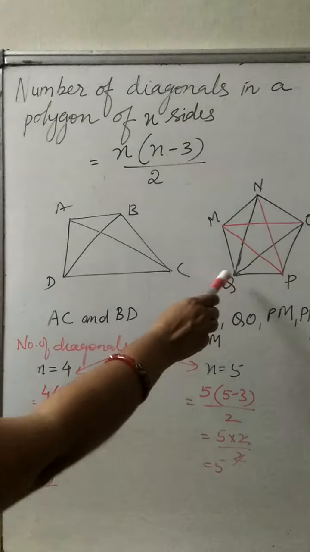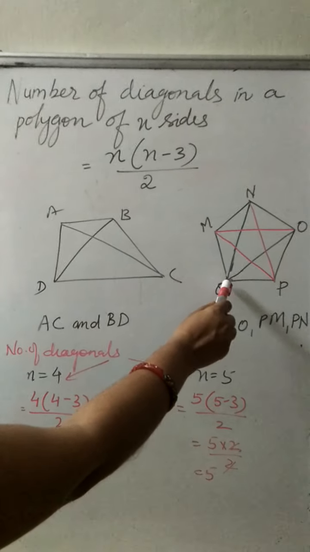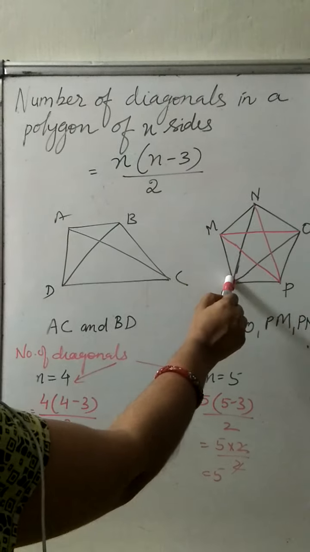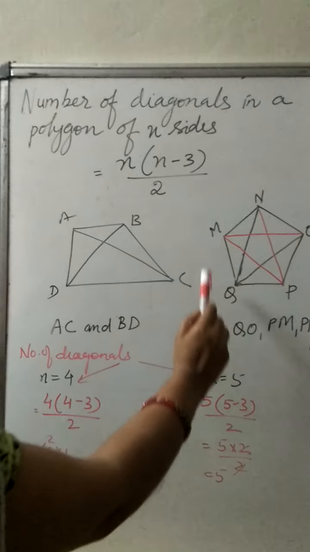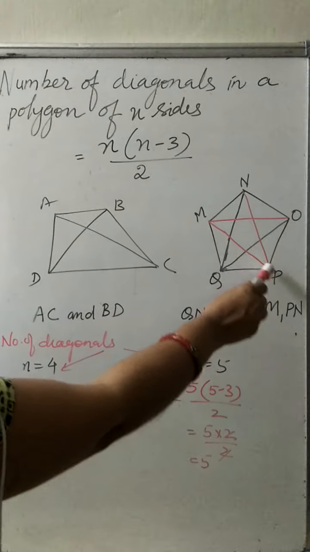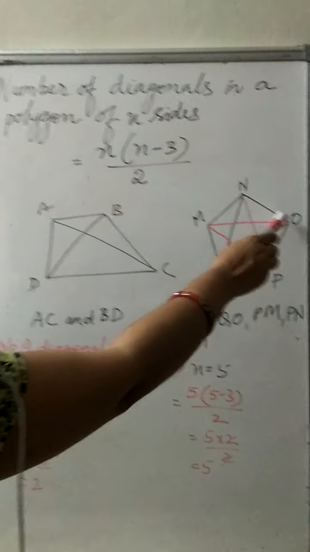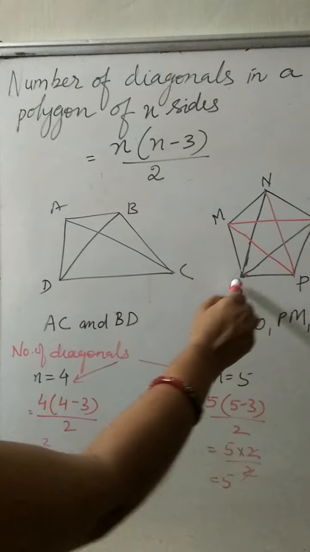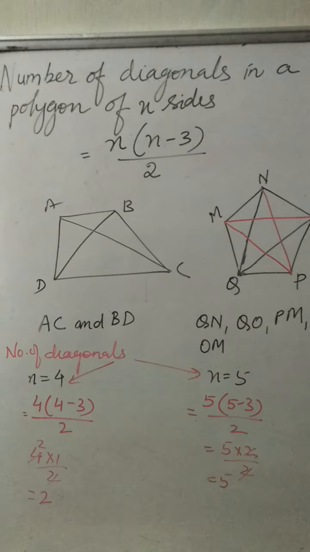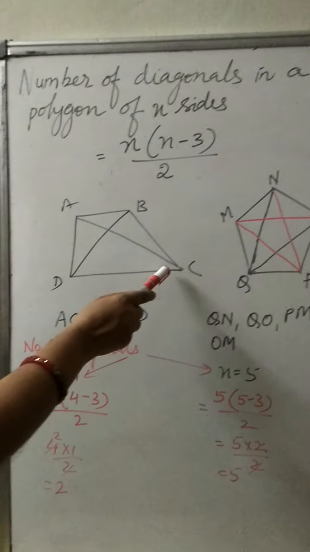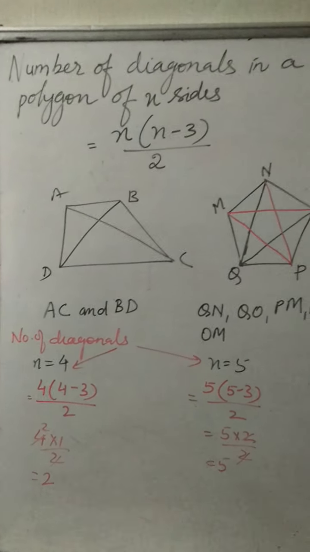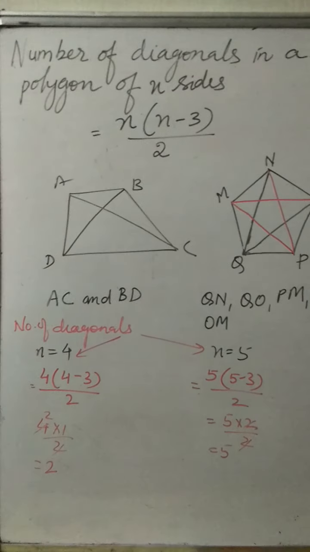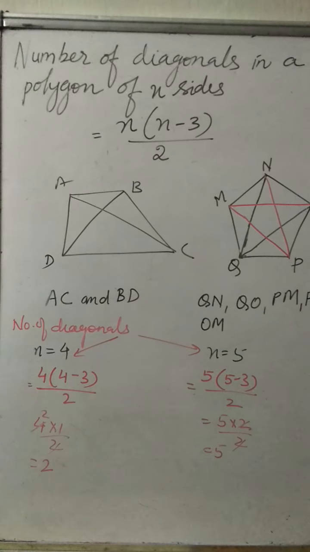In this figure, in the pentagon, we will join from Q to the opposite vertices, that is Q to N, Q to O. Then again from P to N and P to M. Then O to M, and O to Q and Q to O will be considered as one diagonal only. In this case, AC and CA are considered as one diagonal. BD and DB will be considered as one diagonal only.